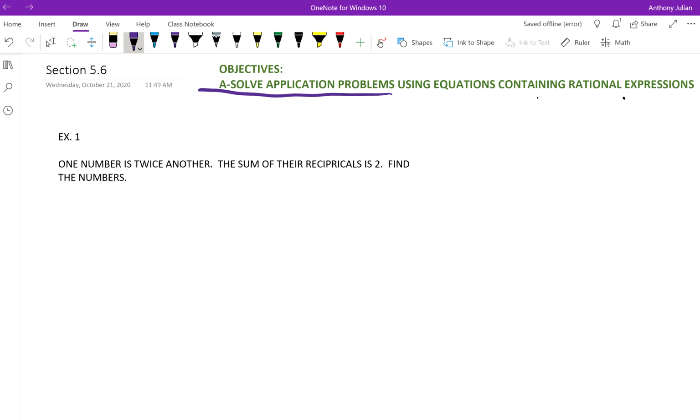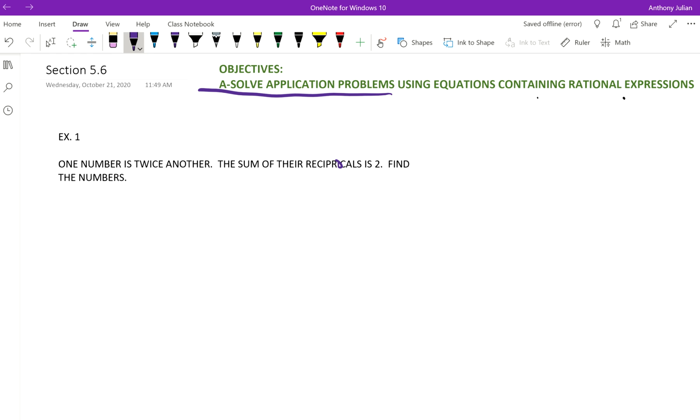I've got: one number is twice another. The sum of their reciprocals is 2. Find the numbers. I think reciprocal is spelled wrong. I think that should be an O. Reciprocal. I'll check it out later.